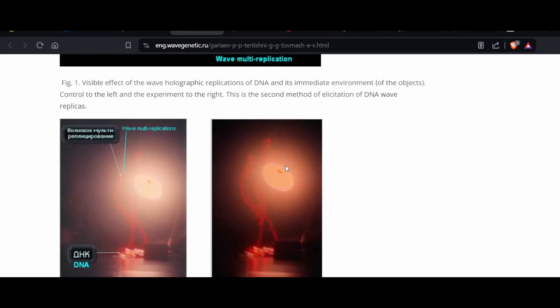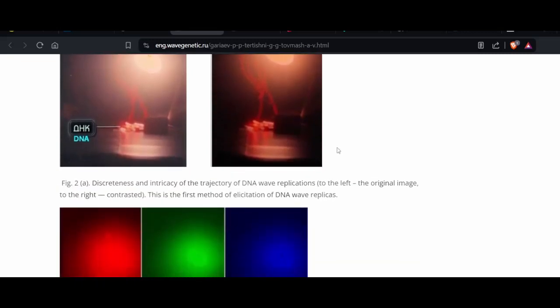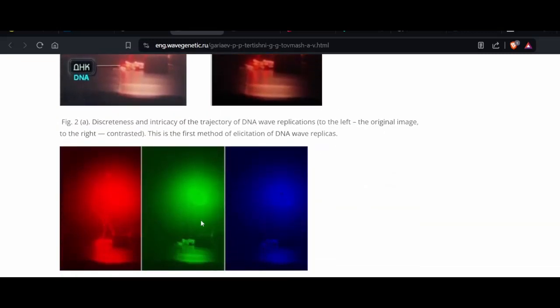It looks brighter because the light's on in the after picture, but I don't see this wave replication that they're pointing out. I just don't see it. And then they go into some different, you've got red, blue, green filters. Again, I don't see any difference.